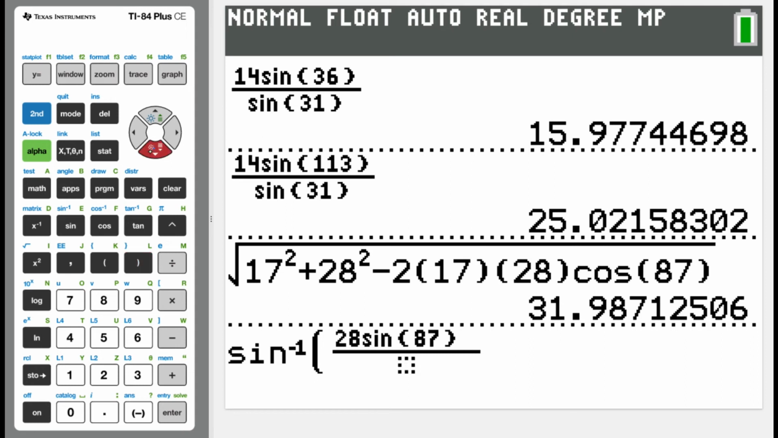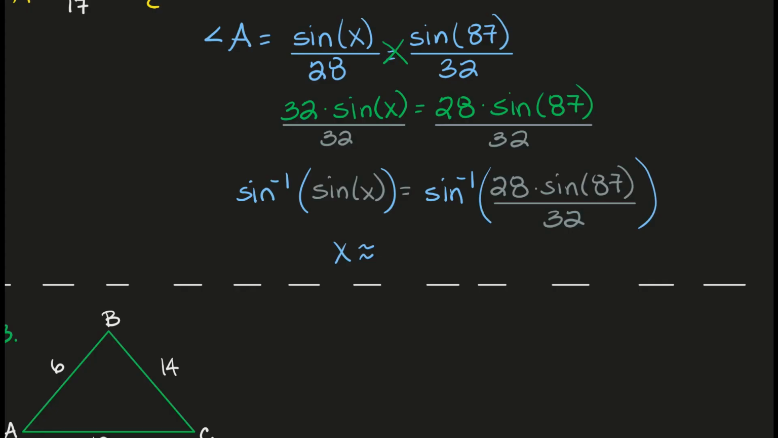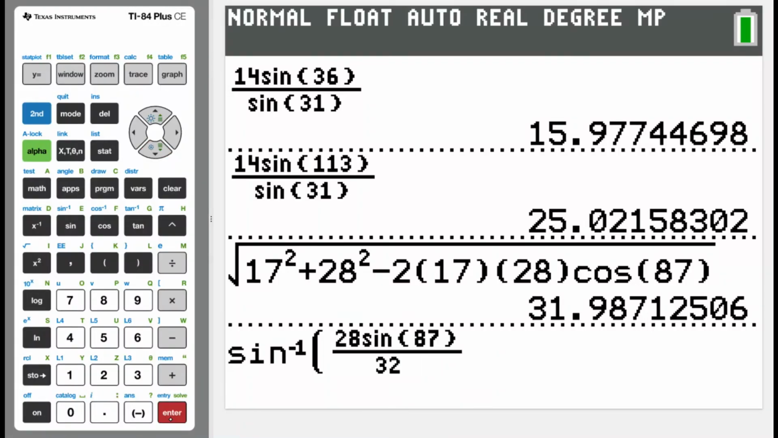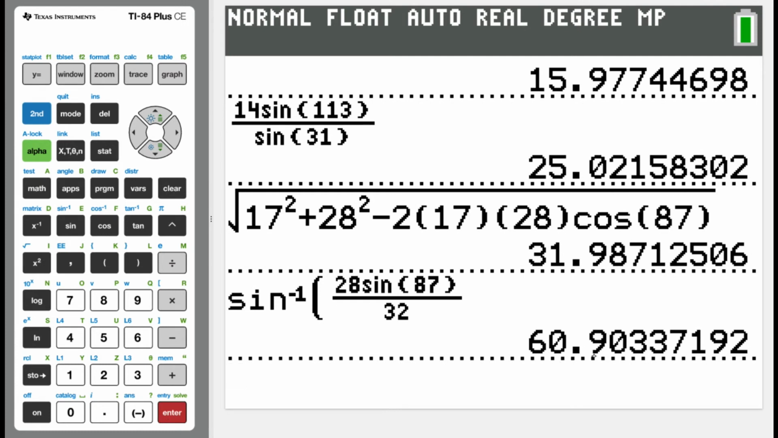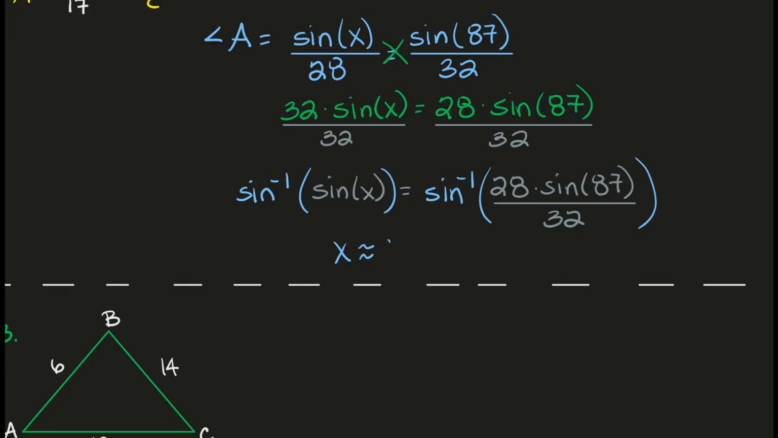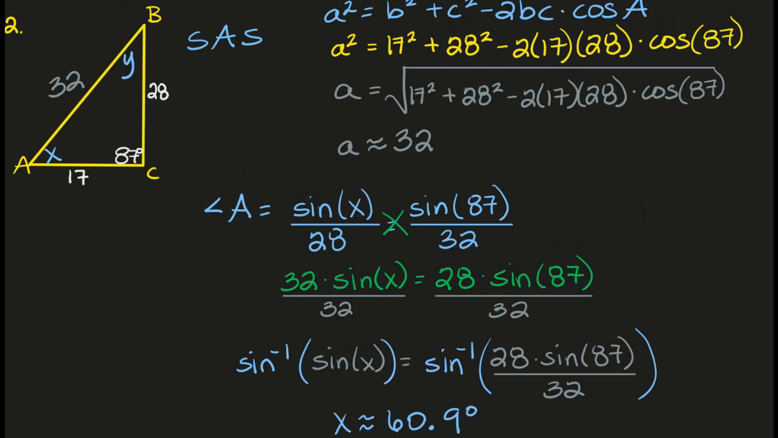Okay, so here we're going to type in 28 sine of 87, and we're going to put that over 32. And here we're going to get 60.9. That's going to be the measure of my angle. So I'll come back up here to angle A, I'll erase what was here, and I'll write 60.9 degrees.